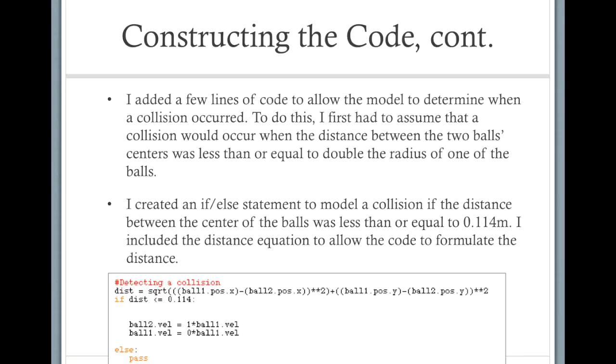I also added a few lines of code to allow the model to determine when exactly a collision would occur. To do this, I first had to assume that a collision would occur when the distance between the two balls' centers was less than or equal to double the radius of one of the balls. I created an if-else statement to model a collision if the distance between the centers of the balls was less than or equal to 0.114 meters, or twice the radius of the balls. I included the distance equation itself to allow the code to formulate the distance, and I included the final velocity equations in terms of the ball 1 initial velocity.